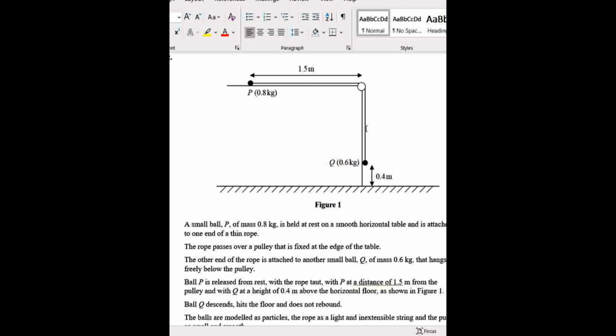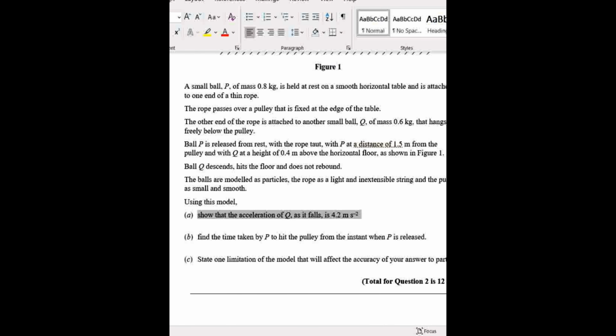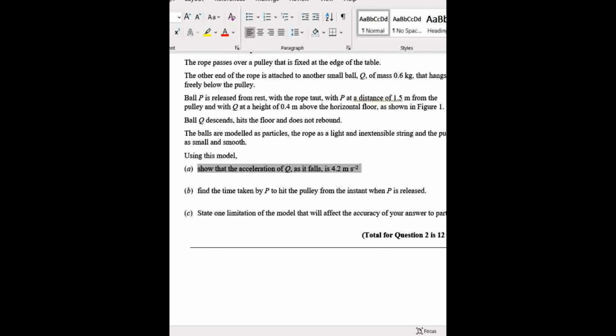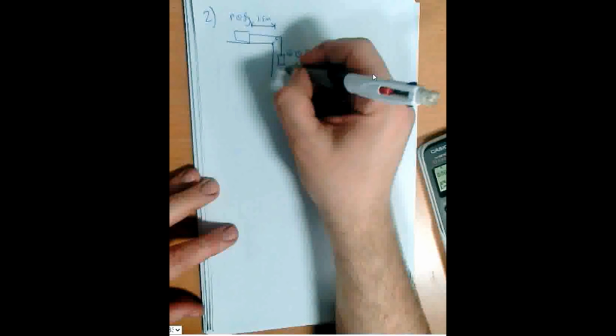Clearly what they don't do is put tension on the string, so I'm going to just quickly sketch this and put my tensions on. So you can have a read of that while I'm sketching. I'll pause it. Okay, so I've got the diagram here. I'm going to add the tension.